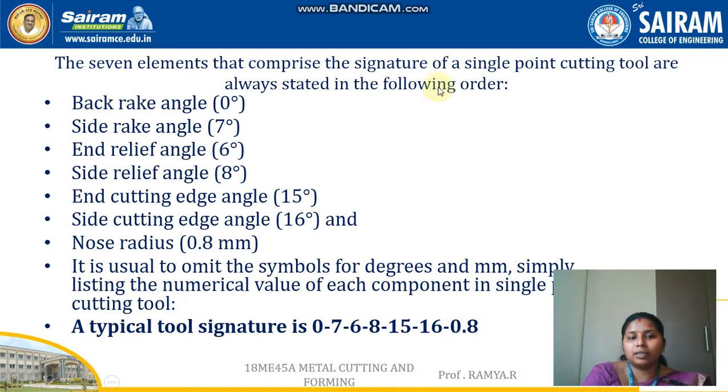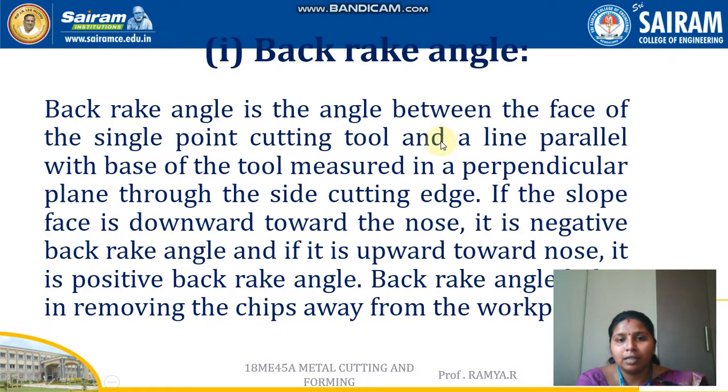Now let's see what these angles are about in a single point cutting tool. First let us start with the back rake angle. Back rake angle is the angle between the face of a single point cutting tool and a line parallel to the base of the cutting tool, which is measured perpendicular to the side cutting edge. If the slope faces downward towards the nose, it is a negative back rake angle. If it is upward, it is a positive rake angle, and if it is neutral, it is called a zero rake angle.